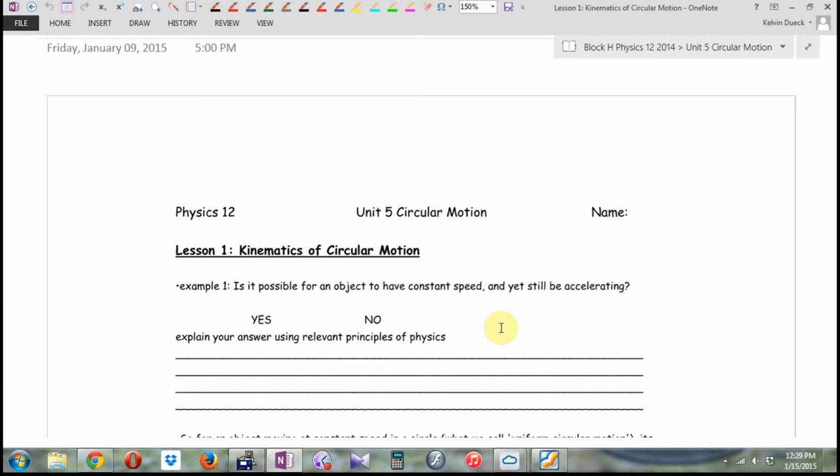Convince me. Well, you know what? Really, the no argument is hard to prove. To convince me, all you have to do is give me an example of something that is moving at a constant speed but also accelerating. Can you give me an example of something? Yeah.